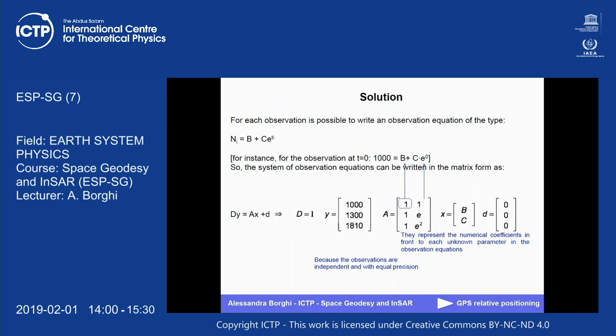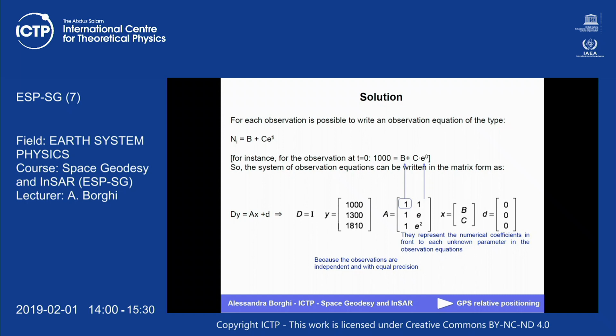We have to write the design matrix. We have seen that we have to put the coefficients of the unknown parameters. So before the parameter B we have 1, and before the parameter C we have the exponential at the given time. This is an unknown parameter, and this is the unknown.